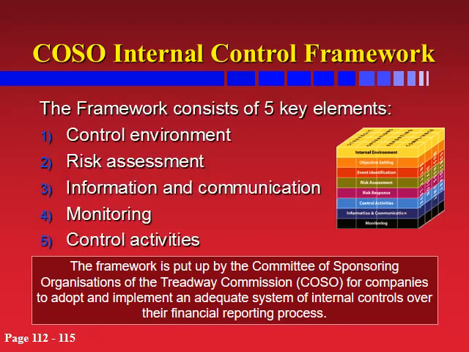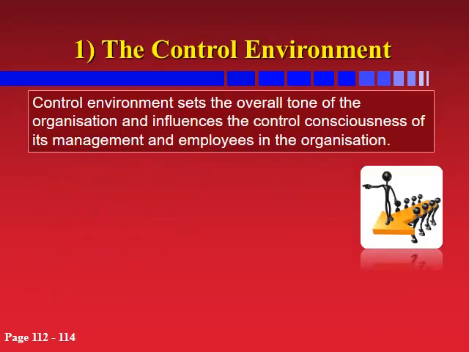There are 5 key elements in the COSO internal control framework, and they are: number 1, the control environment; 2, risk assessment; 3, information and communication; 4, monitoring; and 5, control activities. We will cover each element in detail for the rest of this lecture. The control environment is the foundation for the other 4 control elements.